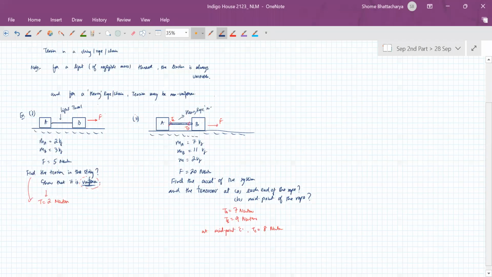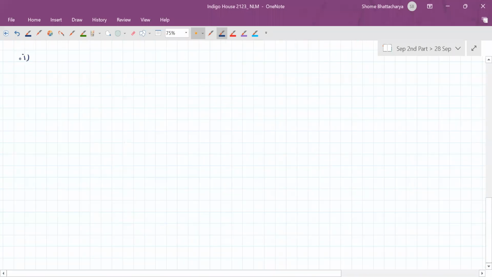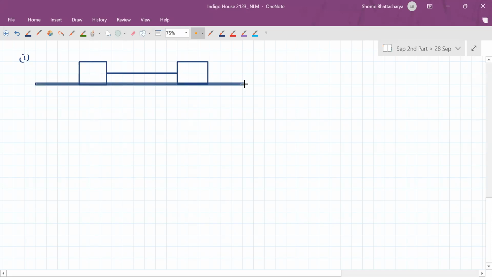Okay, so let's understand each part in detail now. So in the first part, your individual blocks were of mass 2 kgs and 3 kgs, and the string in between them was massless. And we are pulling with a force of 5 newtons. Now this is a massless thread.